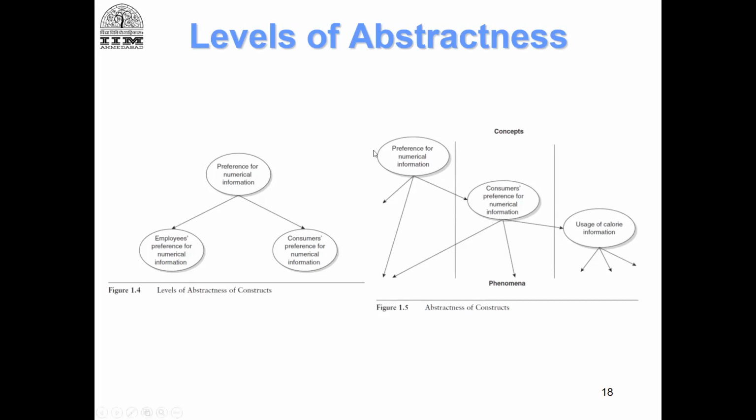So preference for numerical information will have consumer's preference, which in turn could have another kind of dimension. So one construct nested under another, and this construct of our interest, preference for numerical information, will become more and more abstract as we make it more general, applicable to wider. And the more generic it is, the more abstract it is, the harder it is to capture it, and the greater is going to be the probability of the measure being confounded by errors of measure.